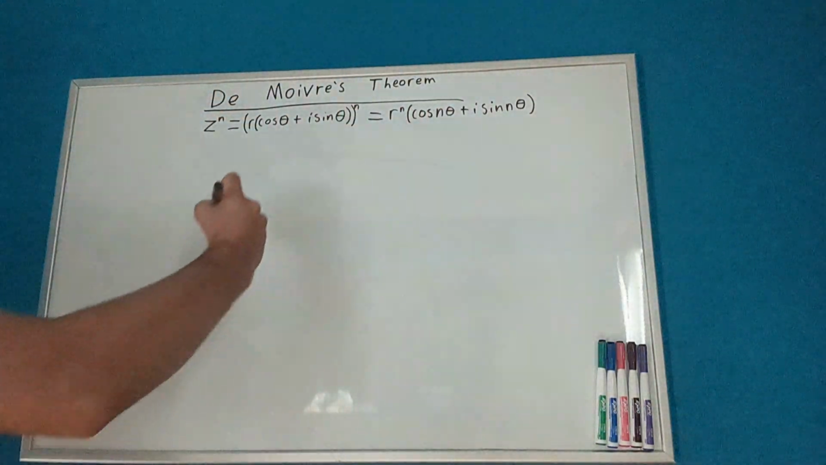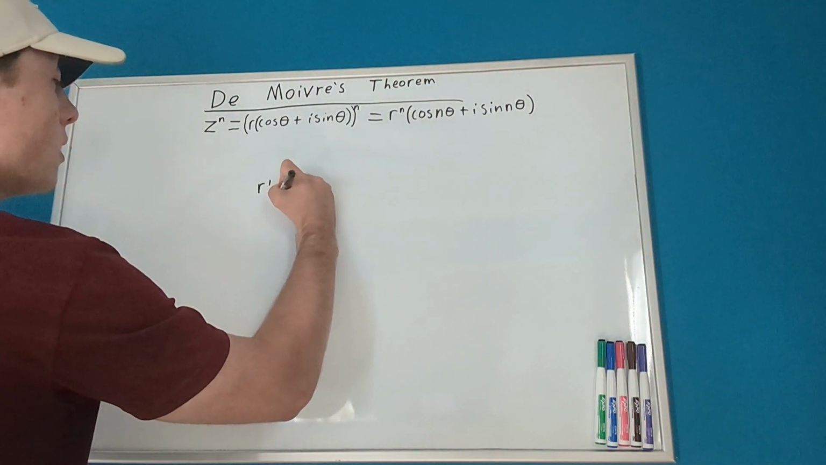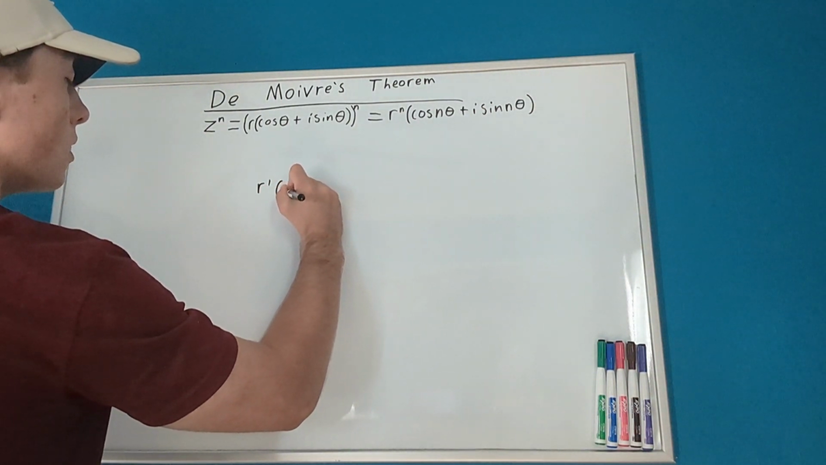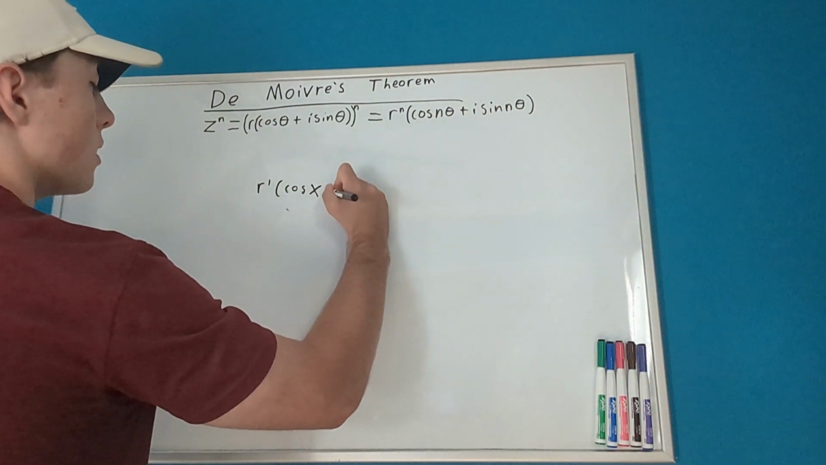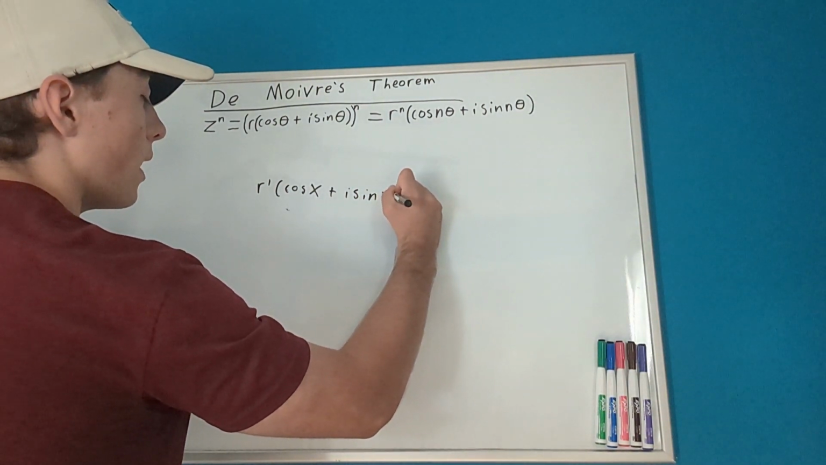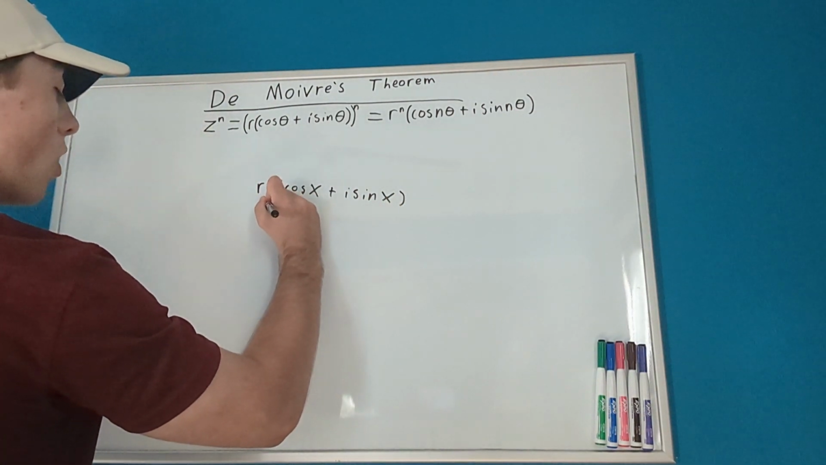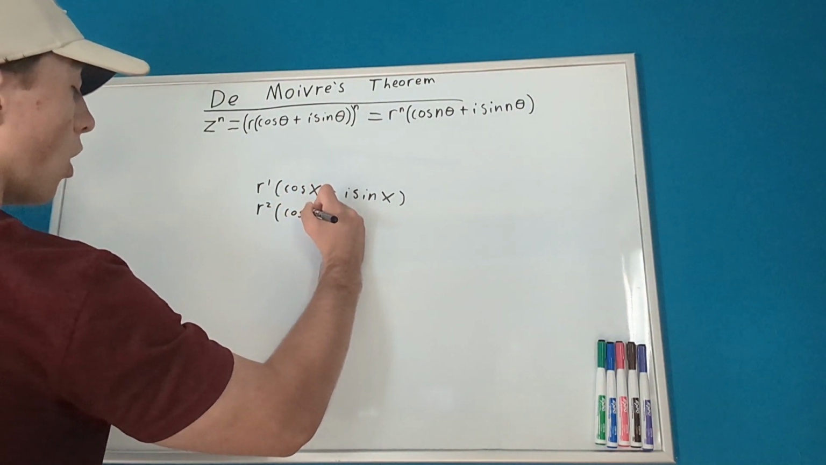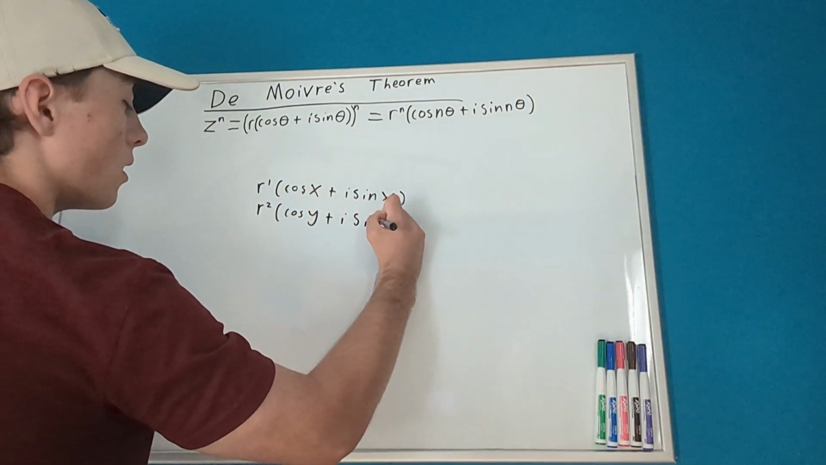Let's remember that if we have some complex number with a modulus of r1, and then cosine of x plus i sine of x, and we're multiplying it times r2, that's going to be our modulus, cosine of y plus i sine of y.